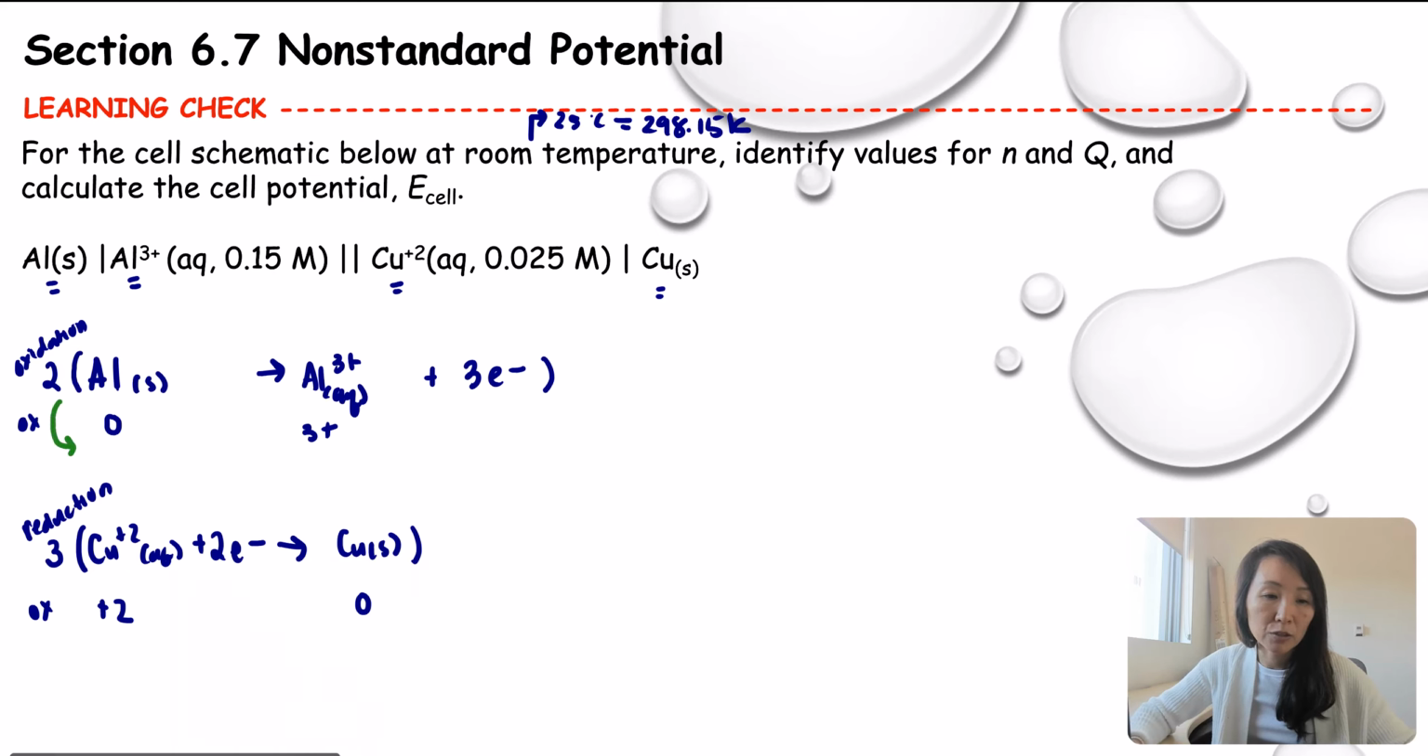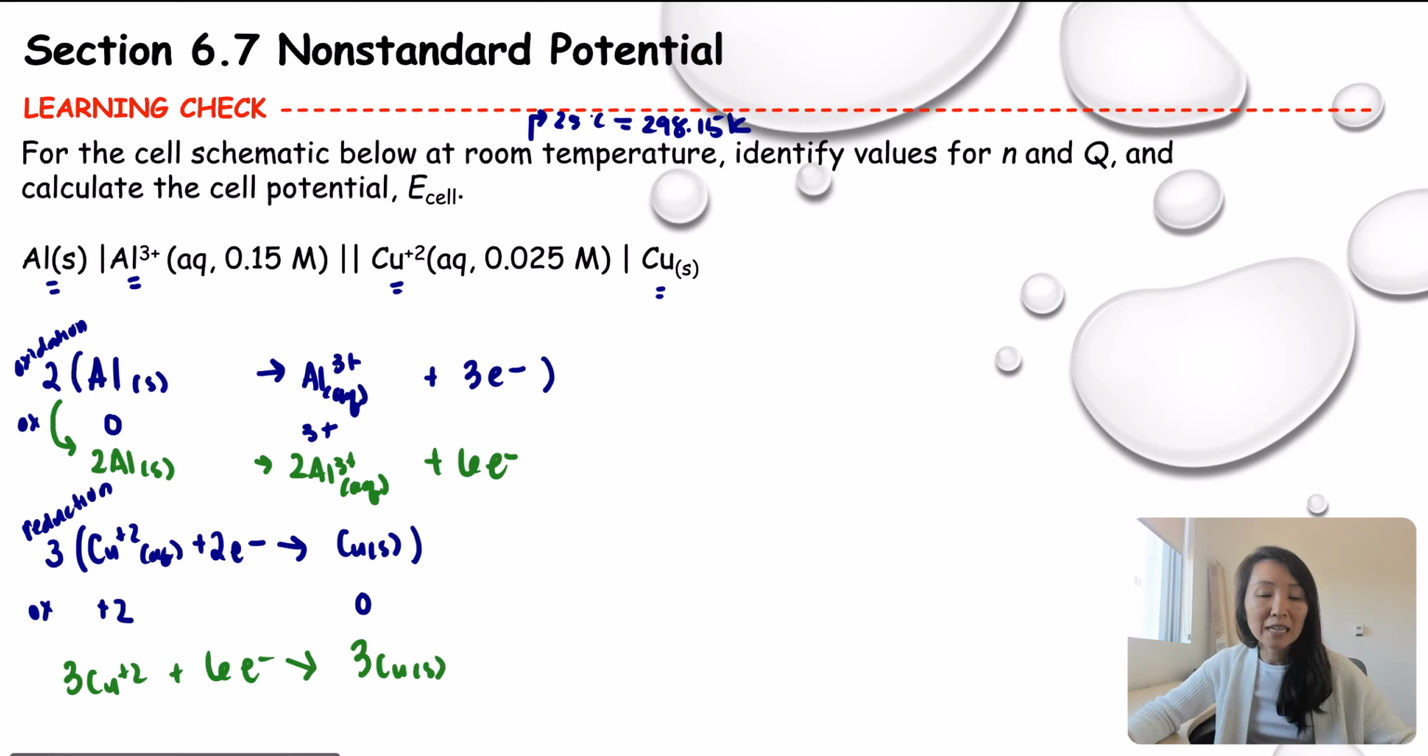This will form into 2 aluminum 3+ plus 6 electrons, and for the reduction, 3 copper 2+ plus 6 electrons forms 3 copper solid. So we can see that there are 6 electrons involved here. So we can identify n now. n is equal to 6 electrons, because those are the number of electrons being transferred in this balanced equation.